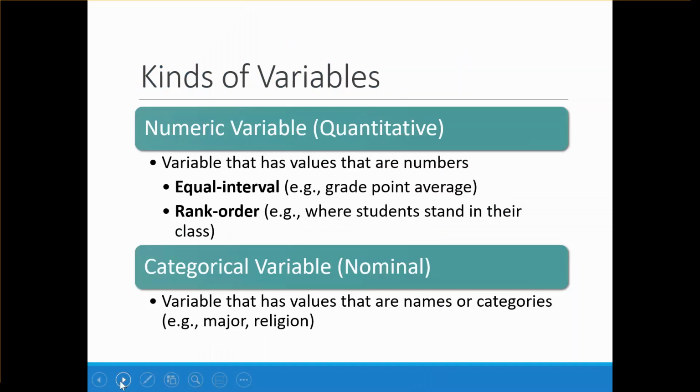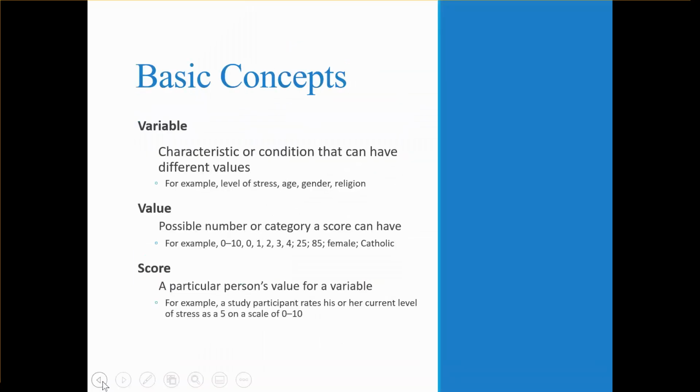Oops, did I skip one? Yes, okay. So let's look at some of the basic concepts. A variable. Most of you should have already taken algebra. Maybe it was a while ago. So let's just talk about a variable. We're not talking about just x's and y's. We're talking about characteristics or conditions that can have different values.